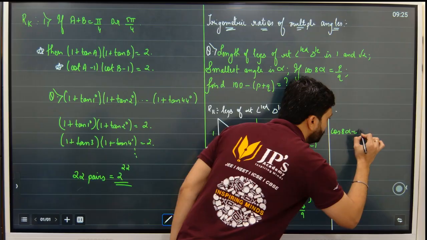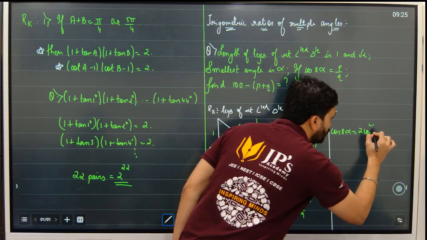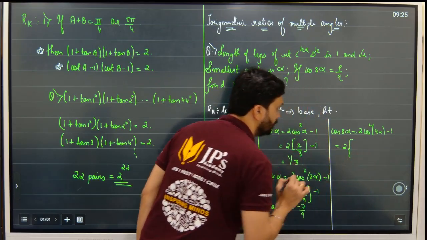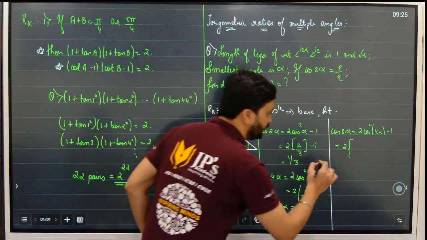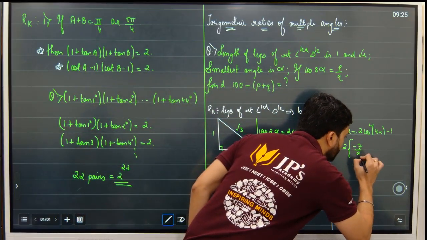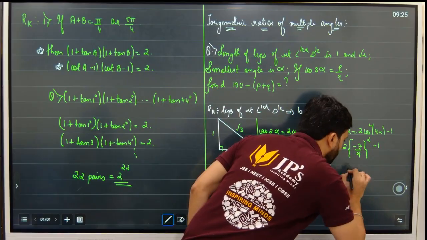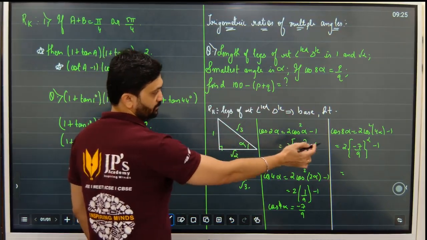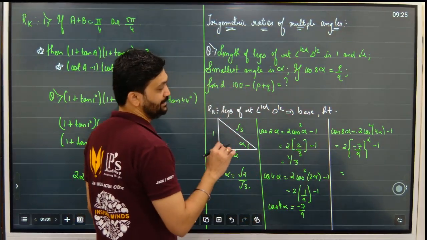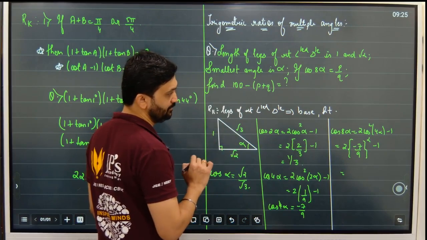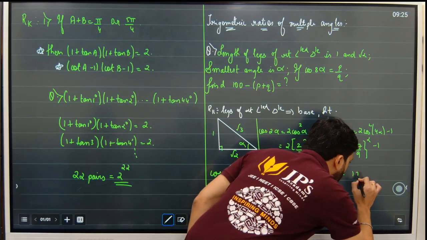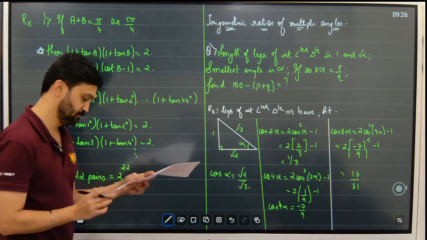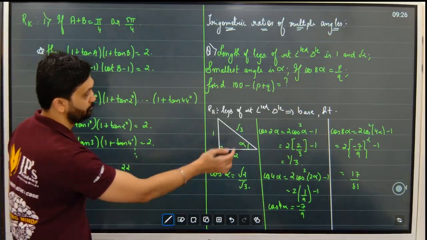Cos 8 alpha will become 2 cos square 4 alpha minus 1 is equal to 2 into cos 4 alpha, which is minus 7 by 9. So minus 7 by 9 the whole square minus 1. ठीक है 49 81 49 times 2 is 98. 98 minus 81 will become 17 by 81. So the value of this is equal to P upon Q.